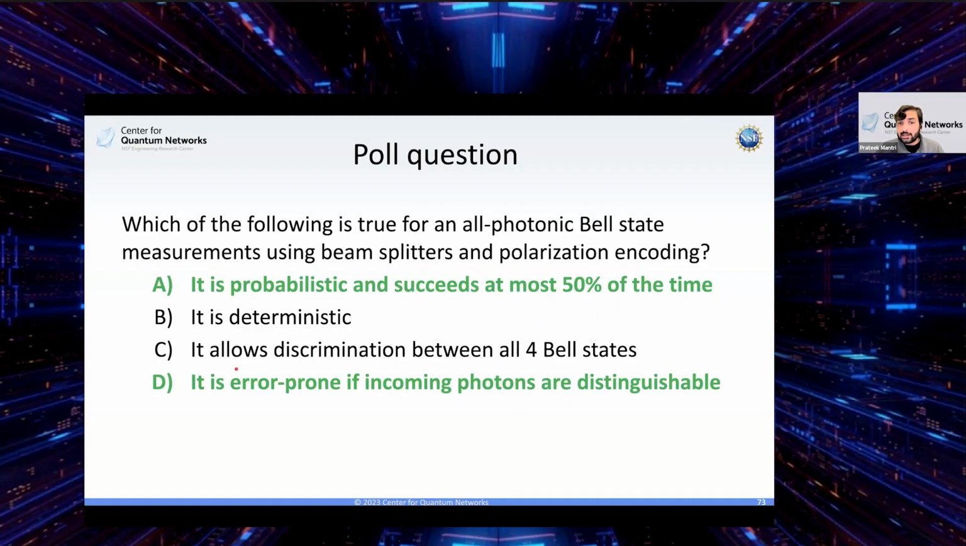What it does not allow is discrimination between all four Bell states. So that's what we saw due to photon bunching. We are only able to distinguish two of these states. The other two states we cannot use, which also limits the success probability to at most 50%.